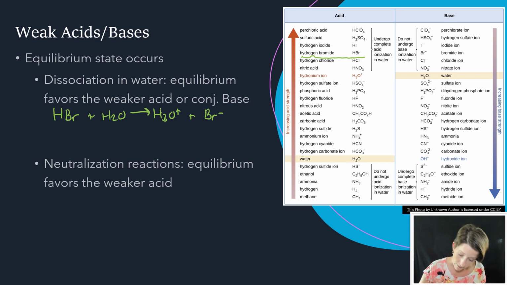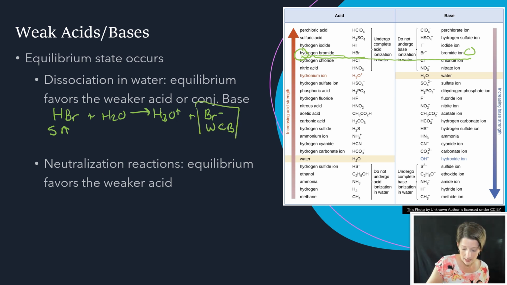But why? If I go all the way across to its conjugate base, the strength of the acid is so much more than that of the bromine ion that no matter what, that bromine ion is going to stay in solution. It is not going to accept a hydrogen back because it's going to favor the weaker side. So this is a strong acid. This is going to be a weak conjugate base. The weak conjugate base is what is favored.